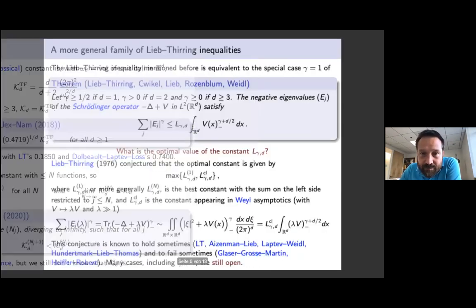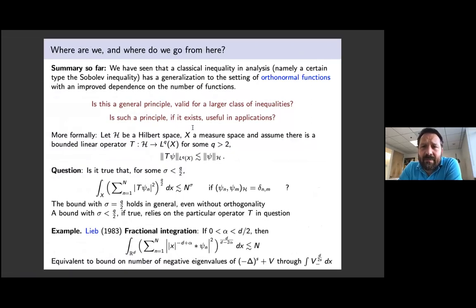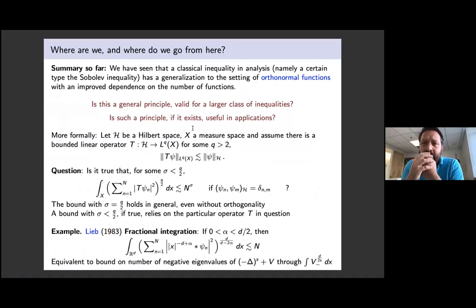So let me go back here. So the question is, is this a general principle? Is it so if you take your favorite inequality and you ask yourself, is there a version of this inequality for orthonormal functions?